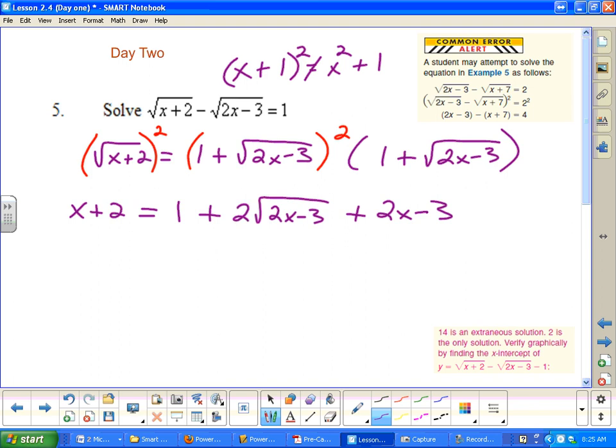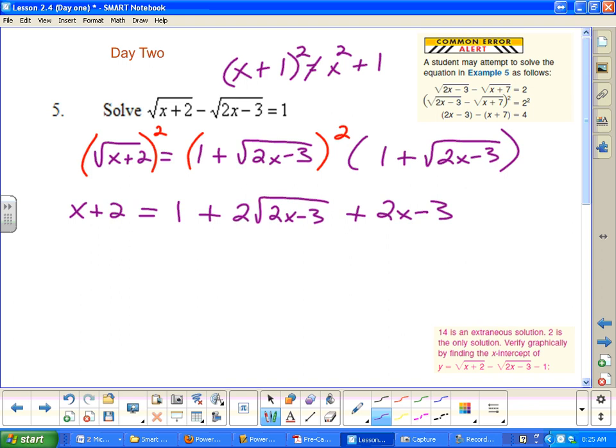All I did is use the fact that the perfect square trinomial, a plus b, that quantity squared, is a squared plus 2 times a times b plus b squared. So 2 times a times b is going to give me 1 times this, which is just 2x minus 3. And if you're going to have 2 of them, then you just put the 2 in the front.